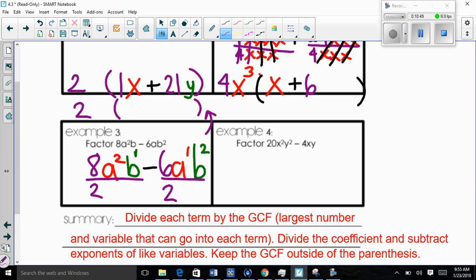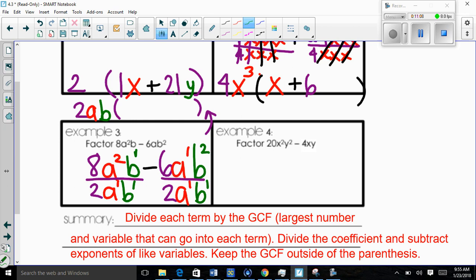Now, how many A's do they share? If this one has 2 and this one has 1, 1 A. Maybe put A to the first power. Put an A right there. How many B's do they share? 1. So I'm going to put that right outside of there.